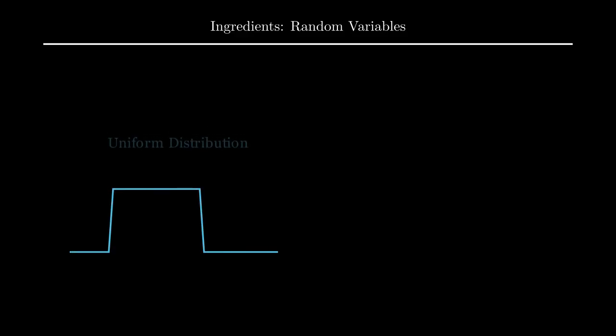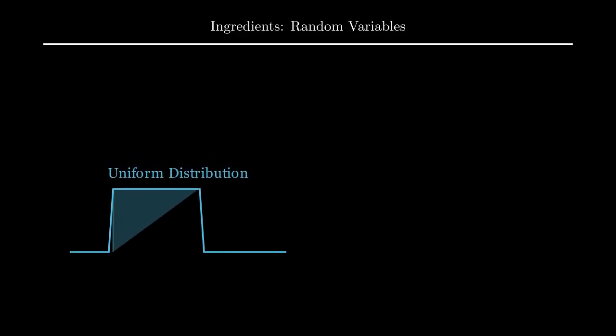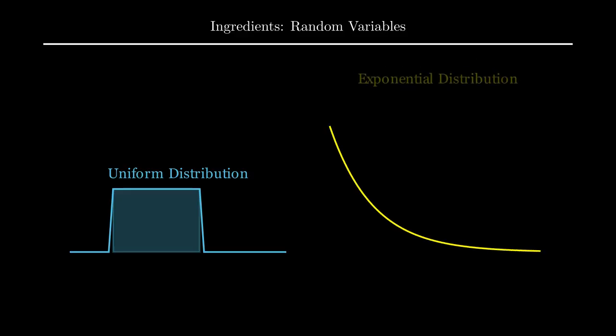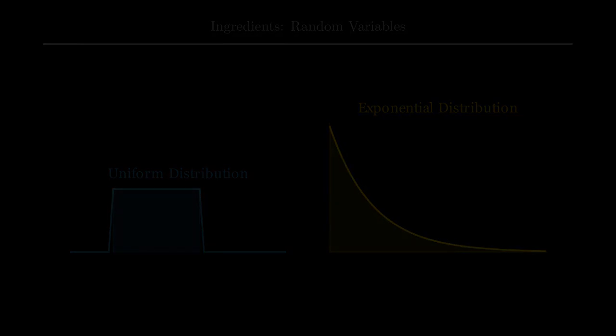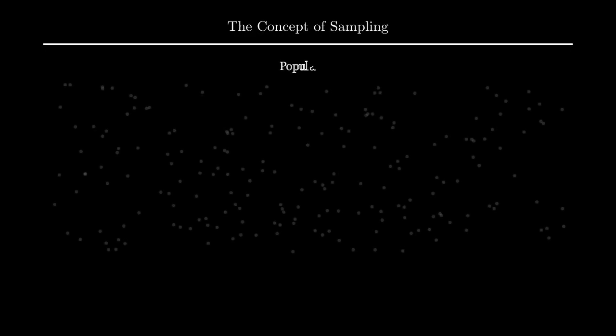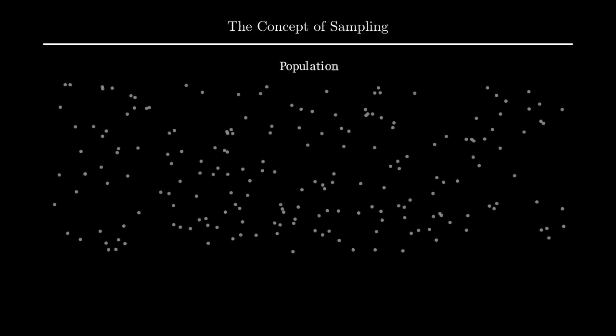To understand the theorem, we first need to look at the ingredients: random variables. Imagine a world where every process has its own unique distribution. A uniform distribution is like a fair die, where every outcome is equally likely. An exponential distribution might describe the time between phone calls at a tech support center, mostly short waits, but occasionally very long ones. On their own, these distributions look nothing like a bell curve.